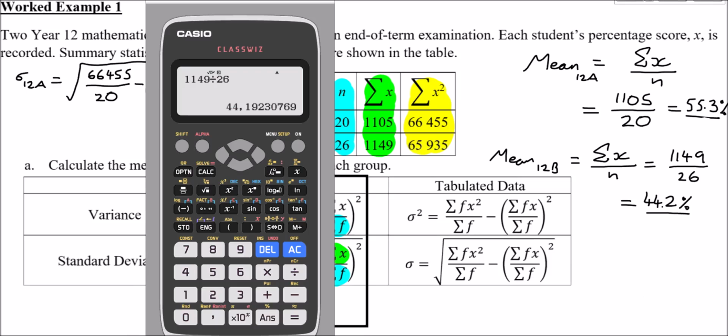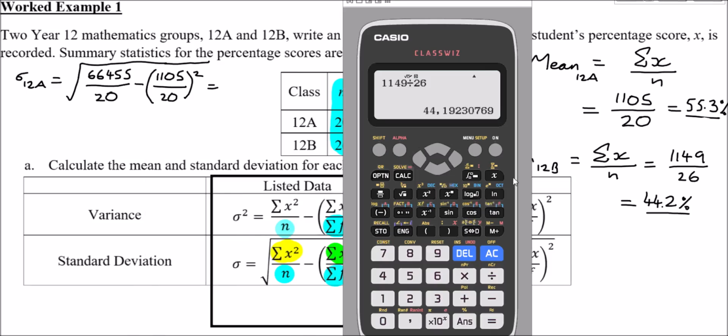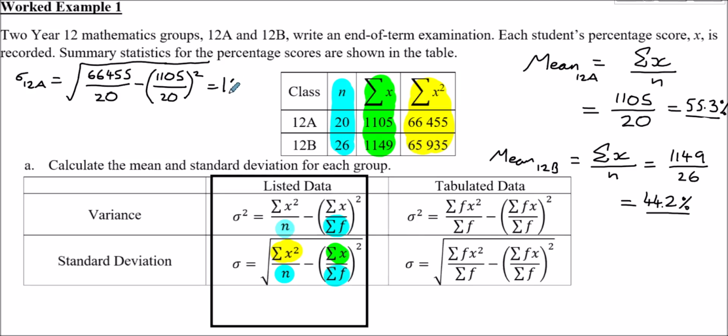So if we just input this, 66455 over 20 minus, in brackets, 1105. If you notice here, I'm using the exact way of calculating the mean, not the rounded mean, to avoid any rounding error. So minus that squared, that gives us 16.4 minutes. Sorry, 16.4%. Keep wanting to say minutes for some reason.